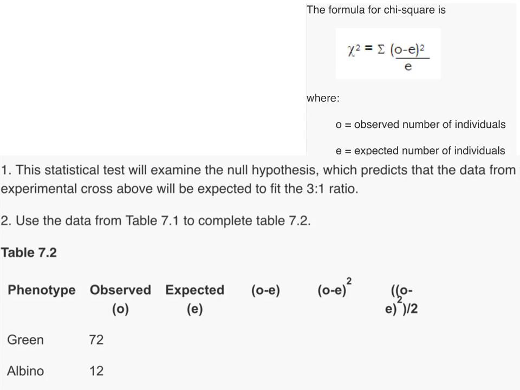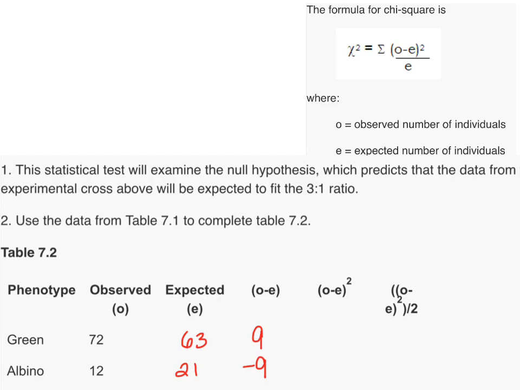Now, we have the chi-squared formula. It's on your formula chart. So in order to do the statistical test, we're going to fill in the rest of the chart. Remember, I'm expecting 63 and 21. So if I do observed, 72, minus expected, 63, I get 9. If I do observed, 12, minus expected, 21, I get -9. And it's almost always going to happen that way when you're looking at only 2 in the genetic crosses.